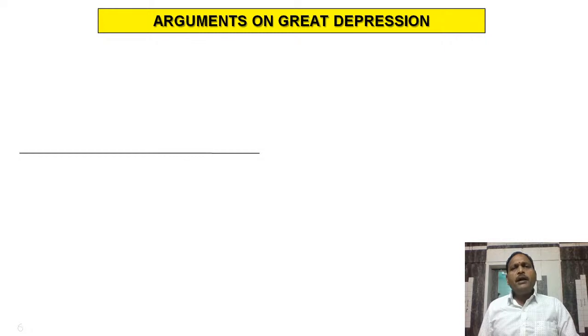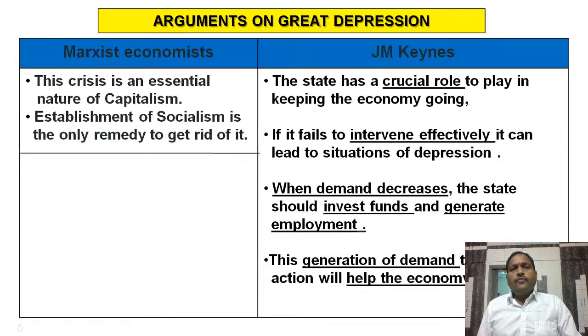There are so many arguments on the Great Depression. What are the causes, what are the effects, and who caused the Great Depression. Here we can see two versions of the economists. On the left side we have Marxist economics, and on the right side Mr. J.M. Keynes' theory on the Great Depression.